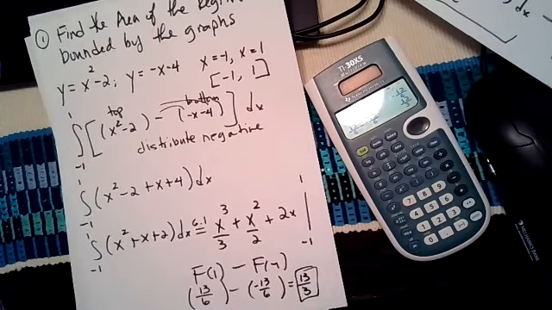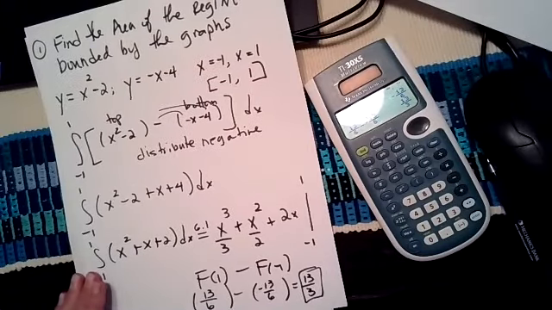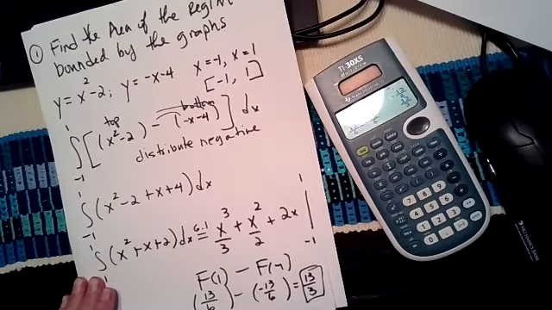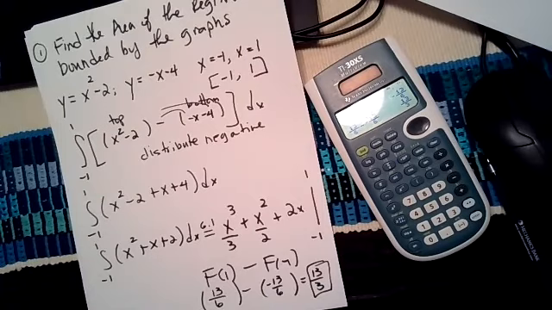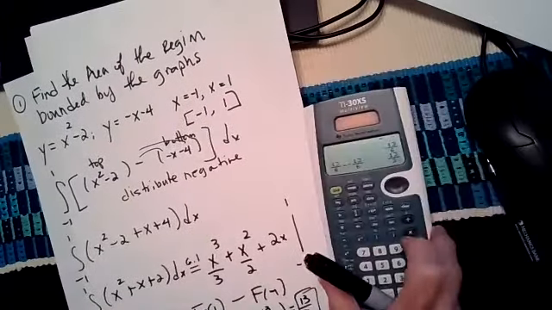Okay, and that's the area between the two curves. And it's positive. It was supposed to be positive. If I subtracted wrong, it would be negative. So there, negative 1 and 1. Okay, so all right, here we go. Let me see, 13 over 3.